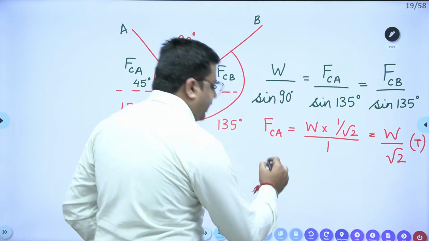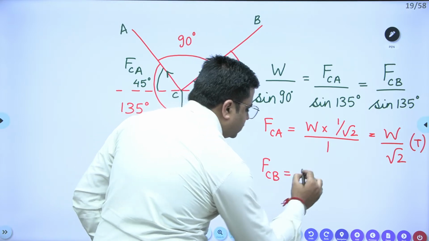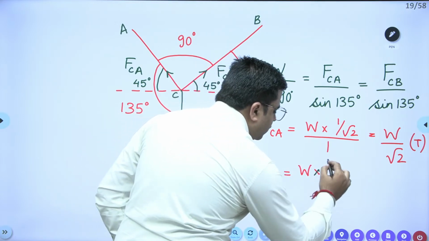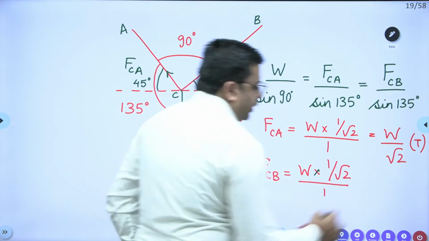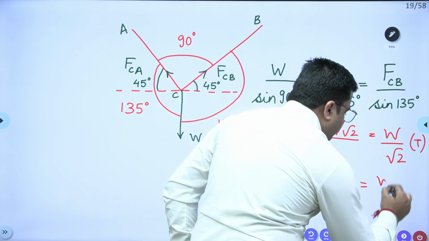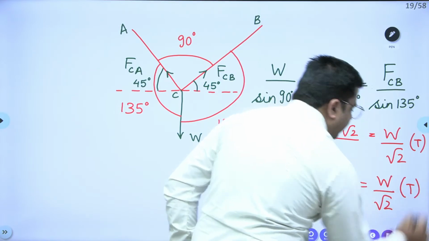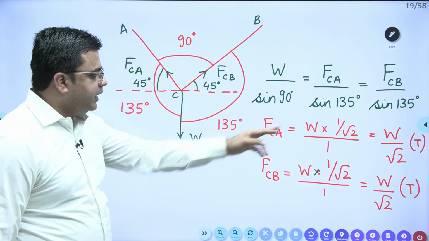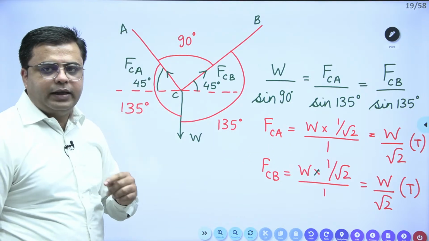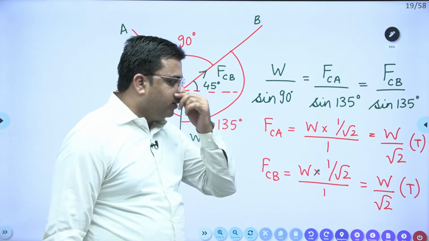Second, similarly, FCB is equal to W into 1 divided by root 2 by 1. So this is again W by root 2, and this is also tensile in nature, right? So we have both the member forces: the force in member CA is W by root 2 (tensile), and the force in member CB is W by root 2 (tensile).